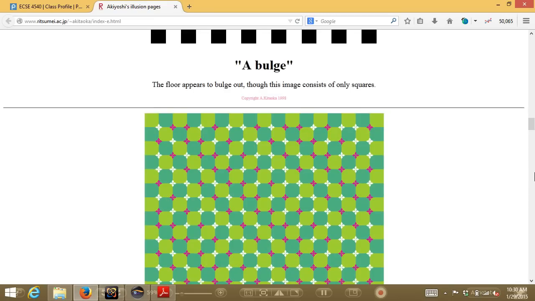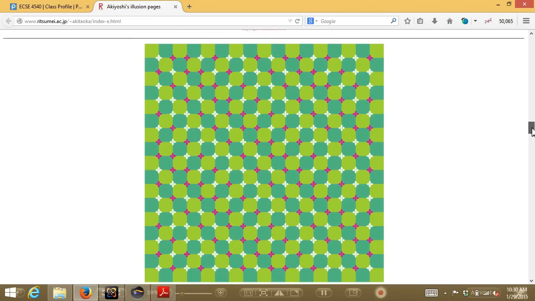And then, I think there's one more good one. So here again, similar thing. There's no motion in this image, and everything is square. But it seems like there are these wavy lines. Every time you look at it, it seems like it's kind of waving around, right? So feel free to poke around on these websites to learn a little more about some of the crazy things that your visual system can do.